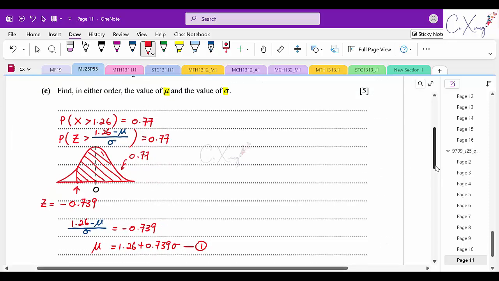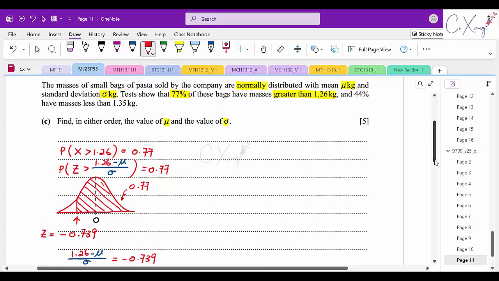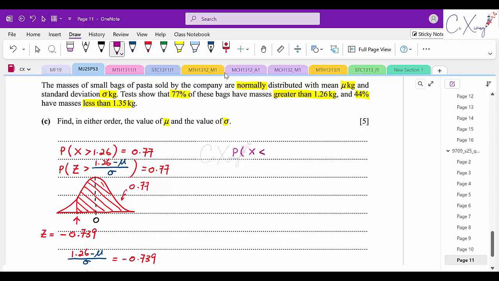How can I get the equation for the second part? Let's have a look at the question one more time. Now they say that 44% are less than 1.35 kilogram. Then I can form the second equation from here. Less than 1.35 kilogram, X smaller than 1.35, 44% means 0.44. Same thing happens here. First step, you have to standardize it first.